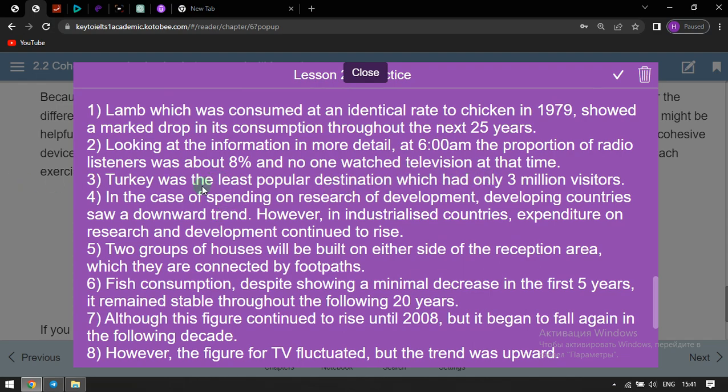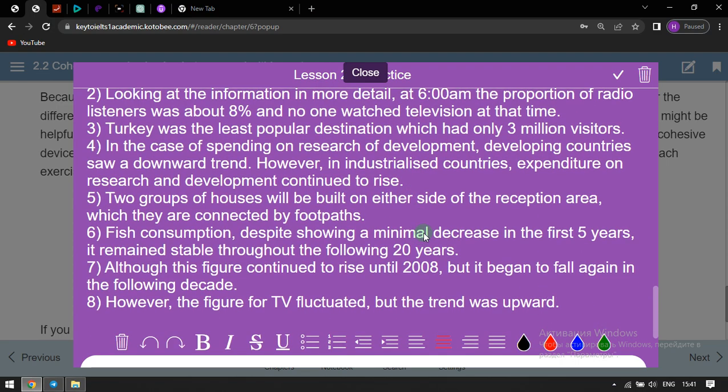The problem is in the case of spending on research of developing countries. In the case of spending on research of developing countries, this part seems wrong to me. Developing countries saw a downward trend. However, in industrialized countries, expenditure on research and development continued to rise. Two groups of houses will be built on either side of the reception area, which they are connected by footpath. Which are connected. We don't need they here. Fish consumption, despite showing a minimal decrease in the first 5 years, it remained. We don't need it. We can just say remained stable throughout the following 20 years.